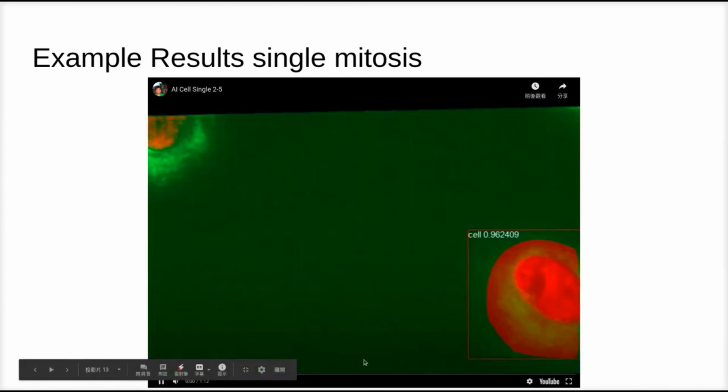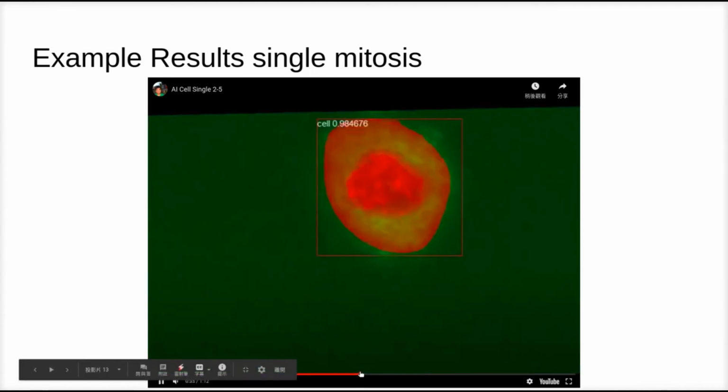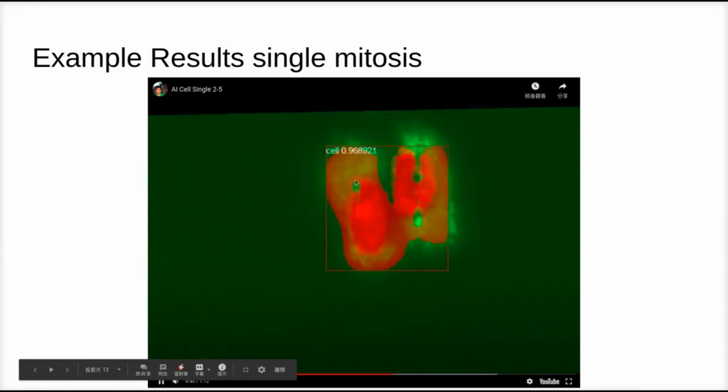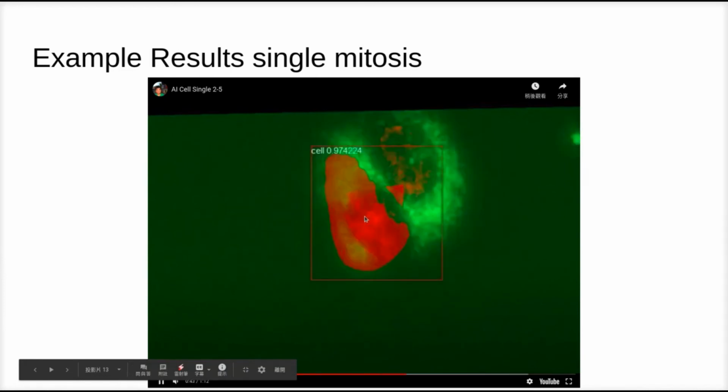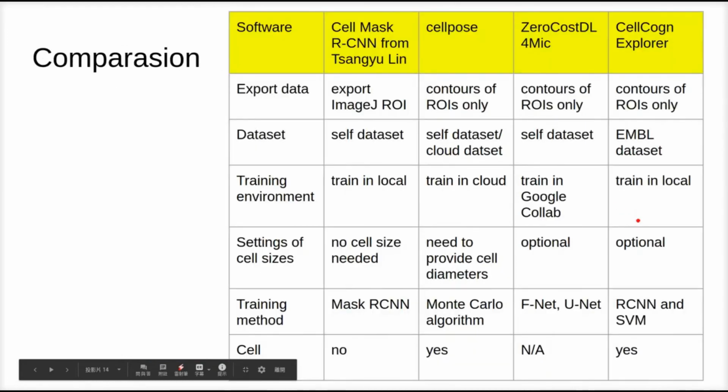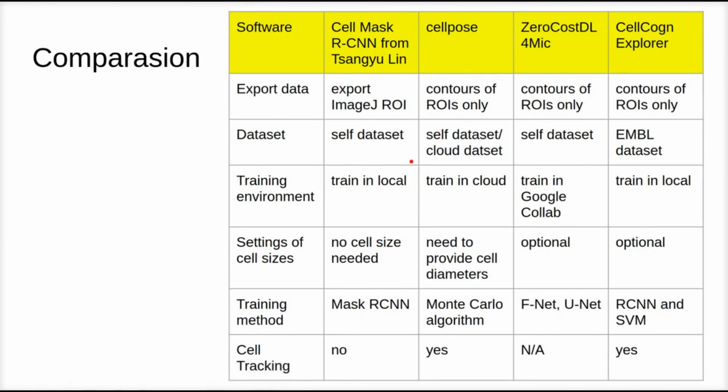Let's compare our program to three other mainstream programs like Cellpose, Zero Cost Deep Learning for Microscopy, and the Cellcon Explorer. Only my program can detect ImageJ ROI. But our cell tracking method is not developed yet, so I think we can learn from the Cellcon Explorer, which is from MBO.